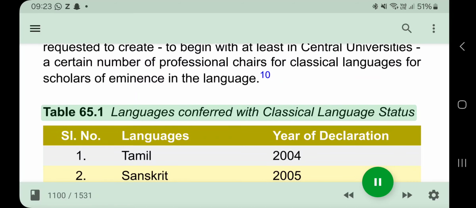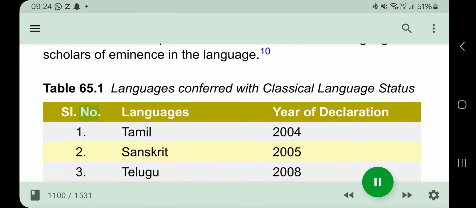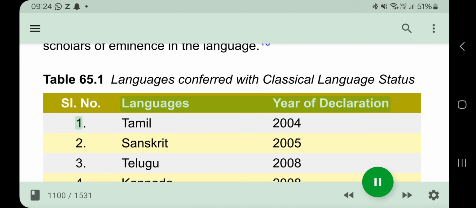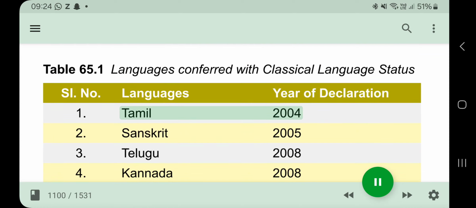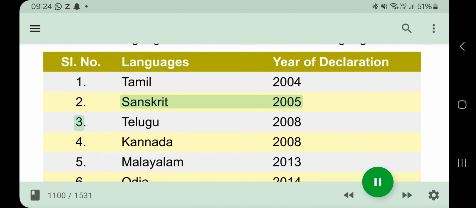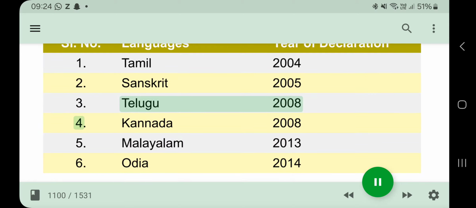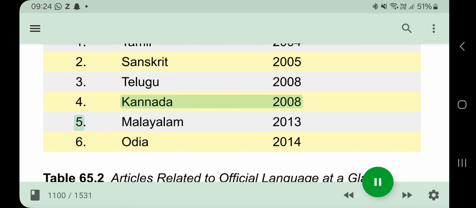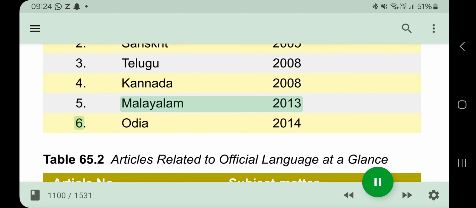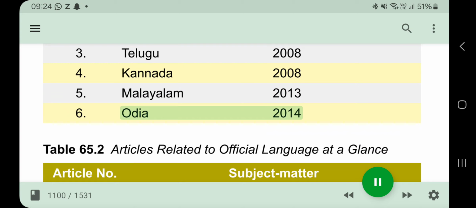Table 65.1 Languages conferred with classical language status. Serial No., Languages, Year of Declaration. 1. Tamil 2004. 2. Sanskrit 2005. 3. Telugu 2008. 4. Kannada 2008. 5. Malayalam 2013. 6. Odia 2014.